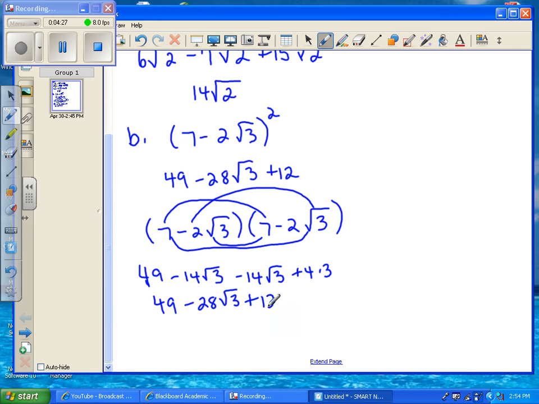plus 12, which isn't finished yet because 49 and 12 can be added together. That's 61 minus 28 times the square root of 3. So whether you remember the rule for squaring the difference and do that, or you set it side by side and do that, you're going to get the same answer. And then of course you simplify it by combining your like terms to get your final answer. And there you go.